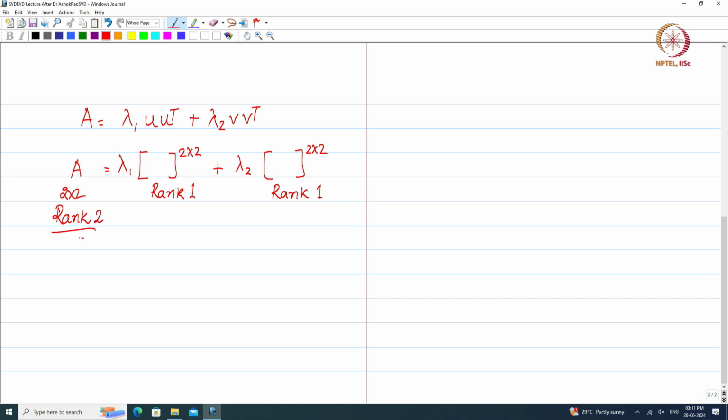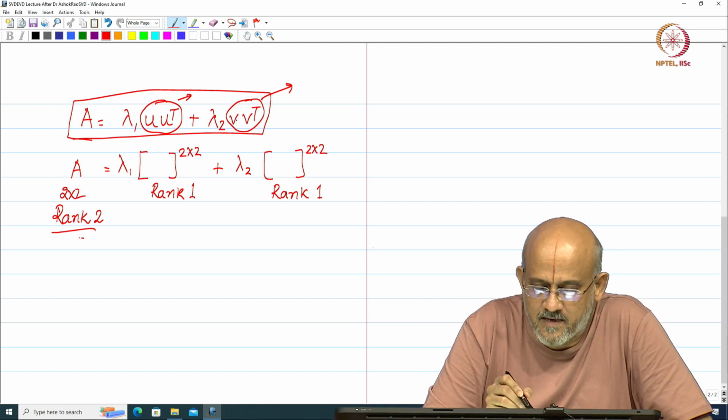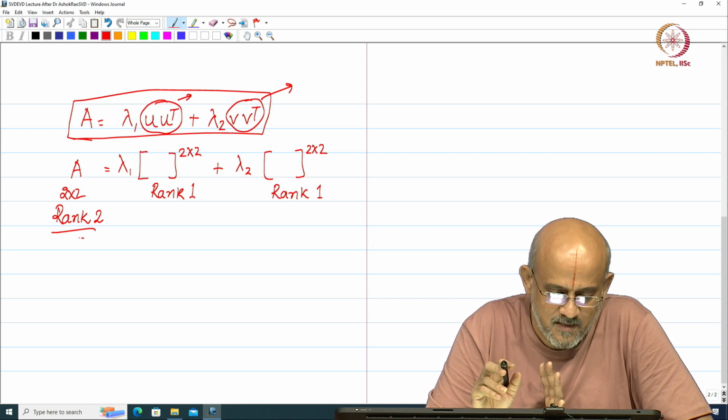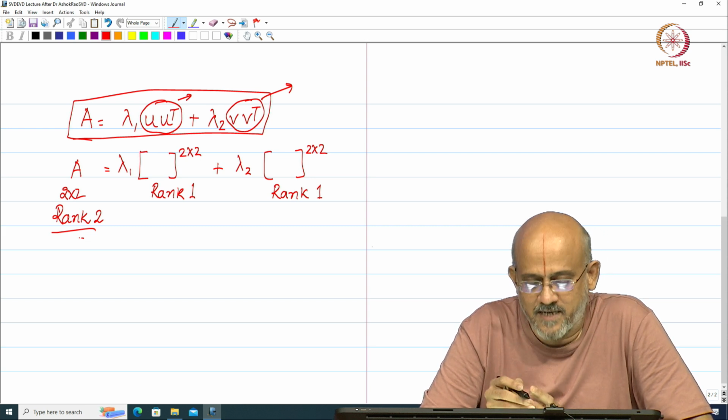Now, what we're going to say is that lambda 1 u u transpose plus lambda 2 v v transpose is a linear combination of two matrices. This is a matrix of rank 1 and this is a matrix of rank 1, and lambda 1 and lambda 2 are scalars. We know that u and v are orthonormal, which means they are linearly independent. And what's interesting is u u transpose and v v transpose are completely unrelated. That means they are like basis vectors for 2 by 2 matrices.